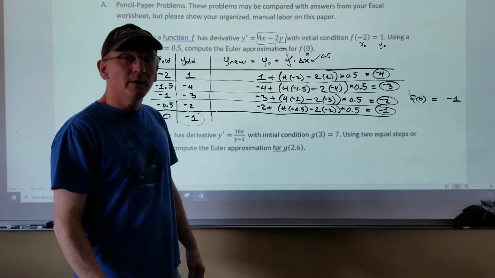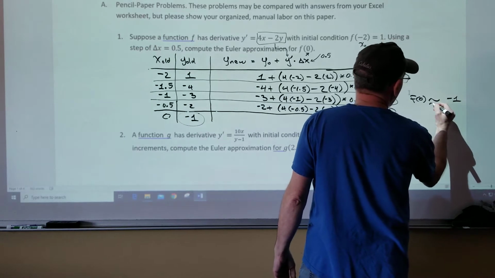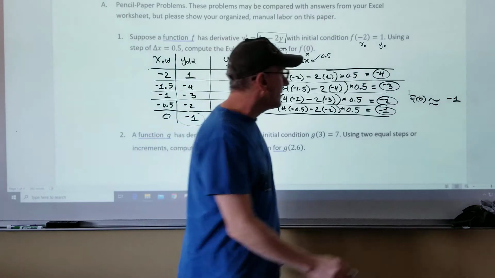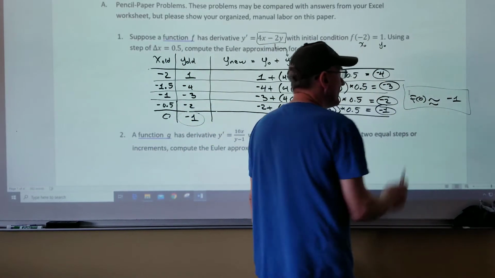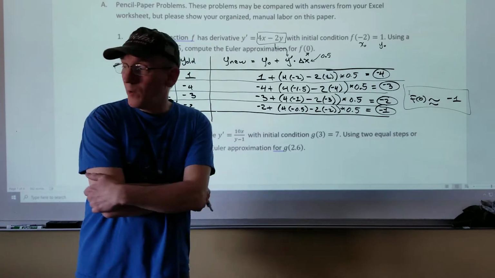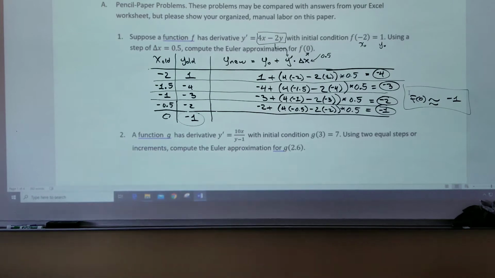Instead, what you want to do here is use an approximation symbol, and then call attention to it so that some crusty old guy grading your paper can find it quickly and give you the points that you so deeply deserve. That's how you do problem 1. I'm going to scroll to problem 2, do a little erasing. We'll keep this going.